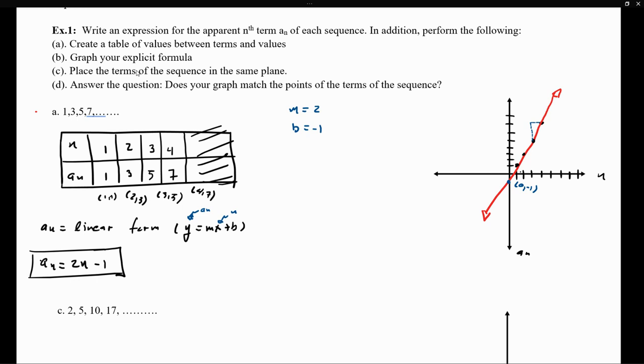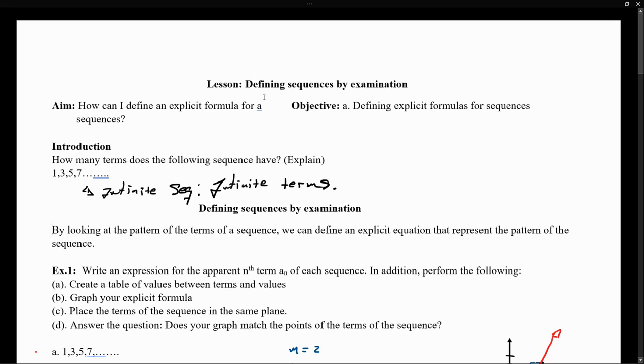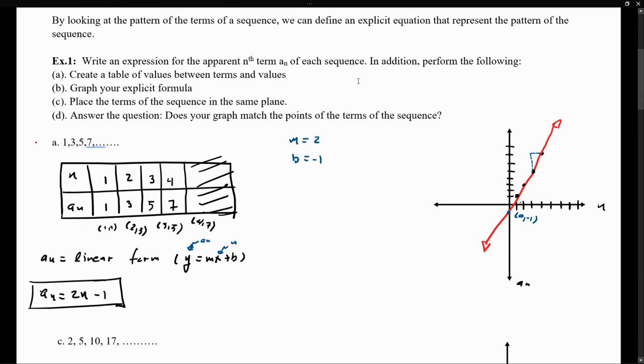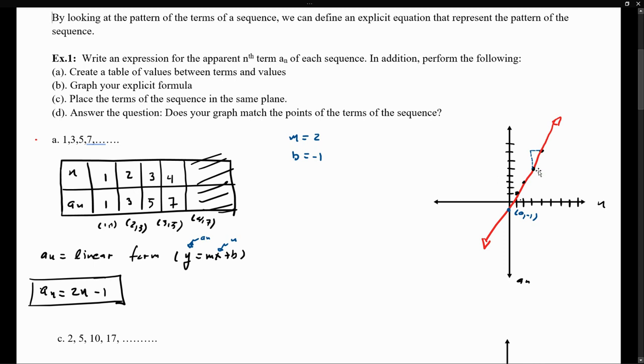So therefore, if I want to find the 100th term now, I have a formula that I can use. And we were able to define this formula just by examining the behavior of the terms that we know about this sequence. And this is what I refer to as defining sequences by examination. So here we graph the sequence, we graph the terms, we look at the behavior of those terms, and then we use that behavior to define an explicit formula, which we can use later to find terms in the sequence.